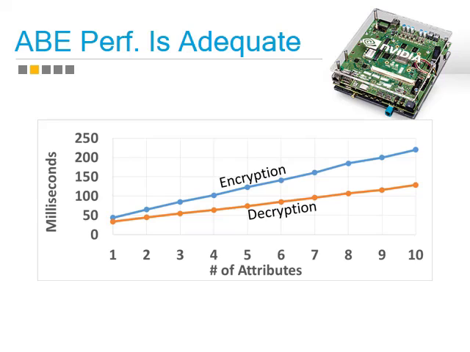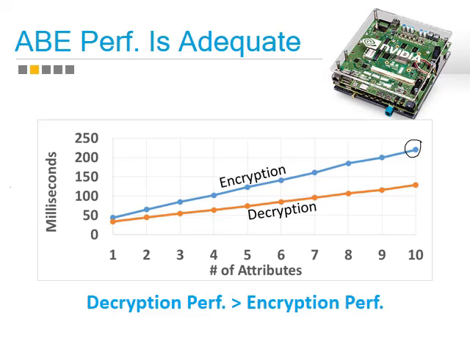And this graph shows two things. First, the ABE's performance is quite adequate. It takes less than a quarter of a second to encrypt a very complex policy, a policy with 10 attributes, on a typical tablet today. And we believe that's not too bad. Second, decryption is faster than encryption.